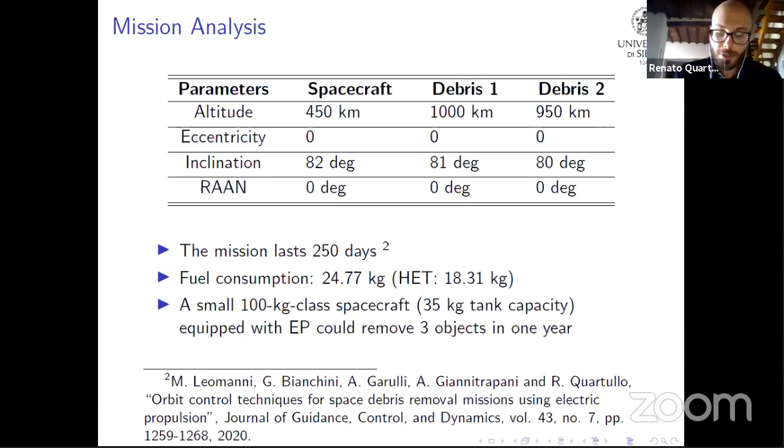Okay, now in order to validate also the mission design and the electric propulsion usage, an entire mission in which the satellite must capture 2 debris located in different orbits has been simulated. The mission lasts 250 days with a fuel consumption of about 25 kilograms. And consider that a typical small CubeSat carries a tank of 35 kilograms of propellant. So based on this data, one satellite can remove about 3 debris in about 1 year in one single mission. And this is thanks to electric propulsion.